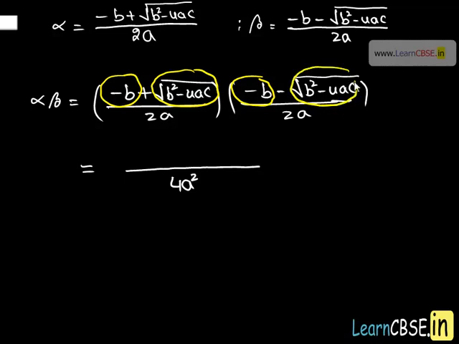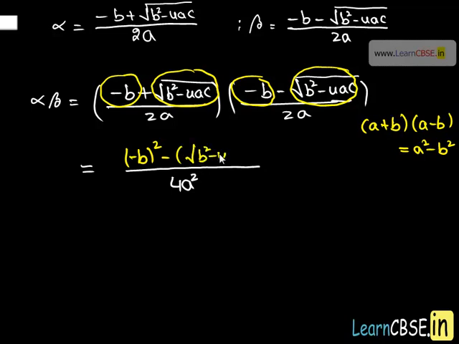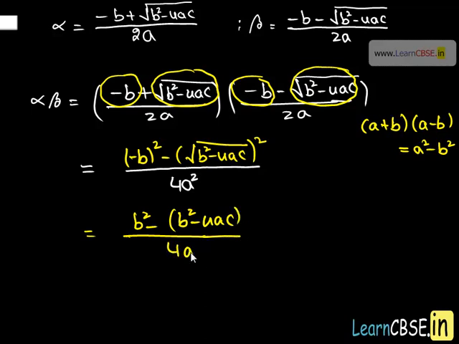If we look at the numerator, we have negative b plus under root discriminant times negative b minus under root discriminant. It is in the form of a plus b times a minus b, which is equal to a square minus b square, that is negative b whole square minus under root b square minus 4ac whole square. On simplifying, negative b square is b square, and the square root and square get cancelled, therefore we remain with the discriminant, that is b square minus 4ac, upon 4a square.